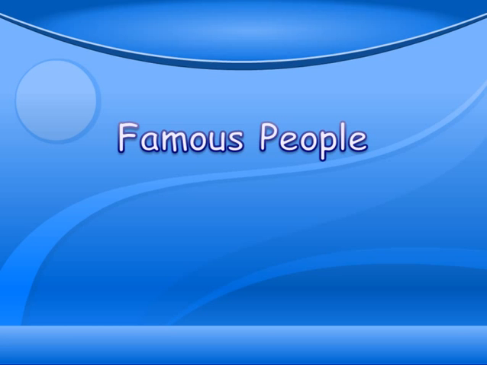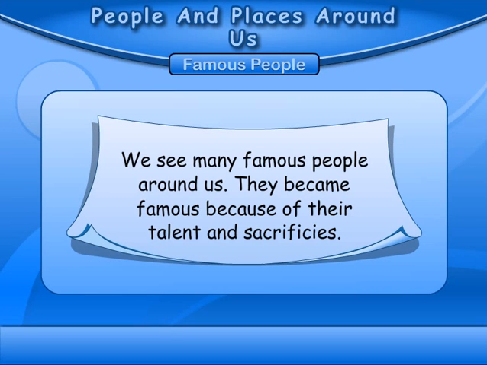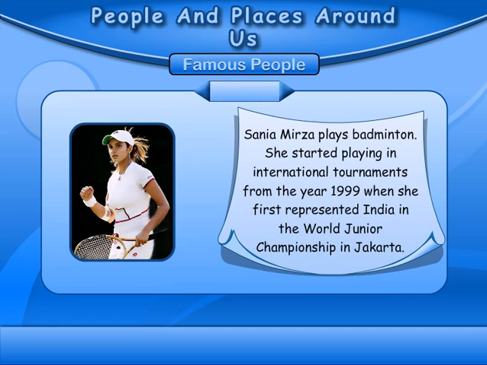Famous people. We see many famous people around us. They became famous because of their talent and sacrifices. Sania Mirza plays badminton and lawn tennis. She started playing in international tournaments from the year 1999, when she first represented India in the World Junior Championship in Jakarta.